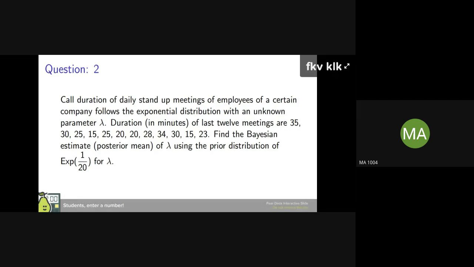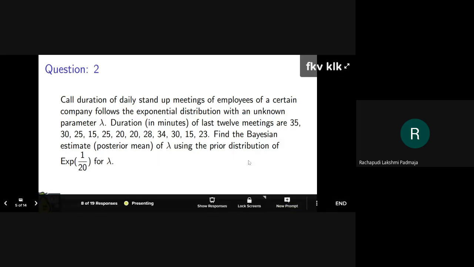Only 7 responses so far. Anybody else want to answer? Or do you need more time? Do you need more time? No, ma'am. Okay. Should we move with the solution then? Yes, ma'am. Okay. 8 responses. Fine.